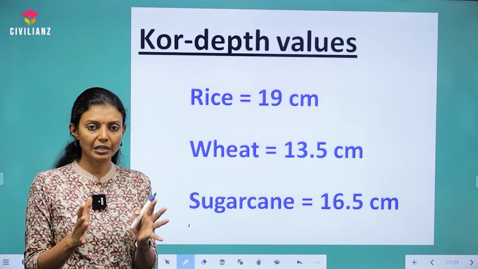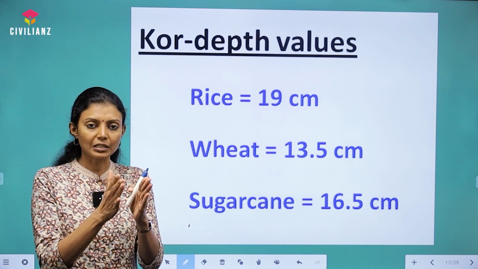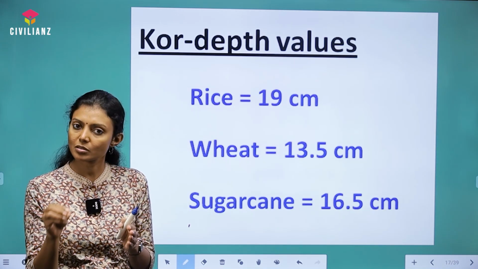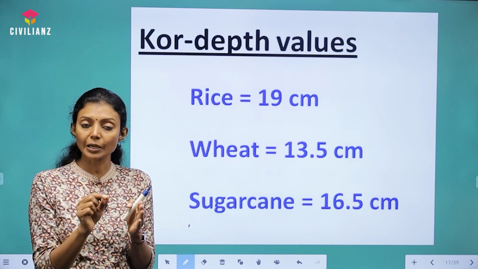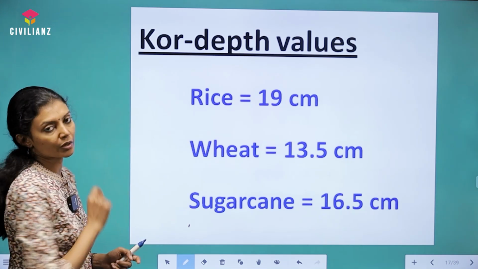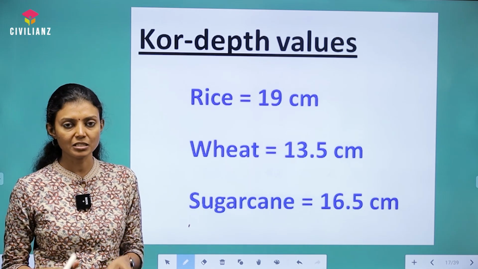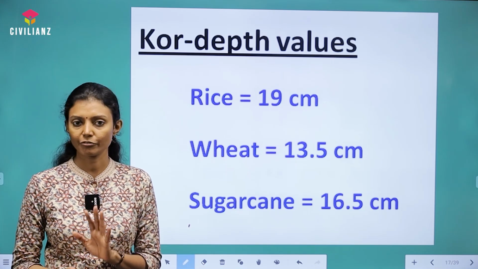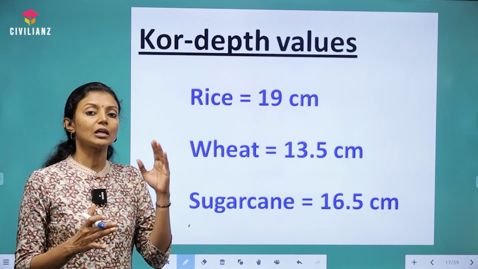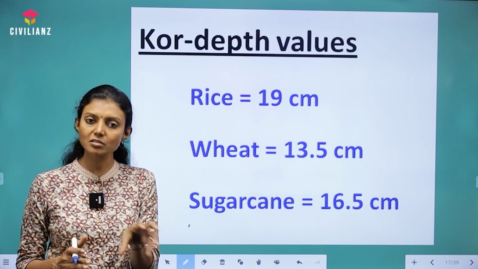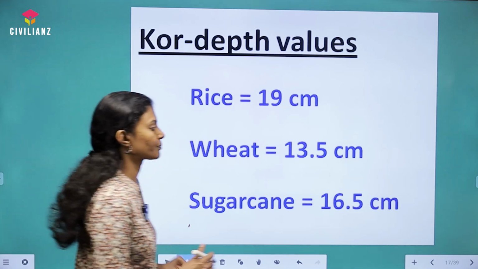I hope it is clear what the core period is. The time period for which core watering is done is known as core period, and the total depth of water provided during the core period is known as core depth. For rice it is 19, wheat 13.5 and sugarcane 16.5. So this is all about the crop period, base period, duty, delta and the standard values.